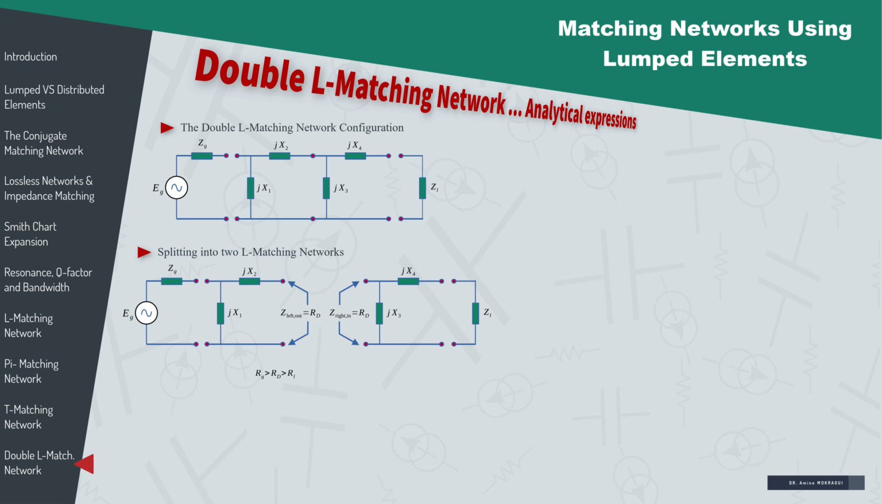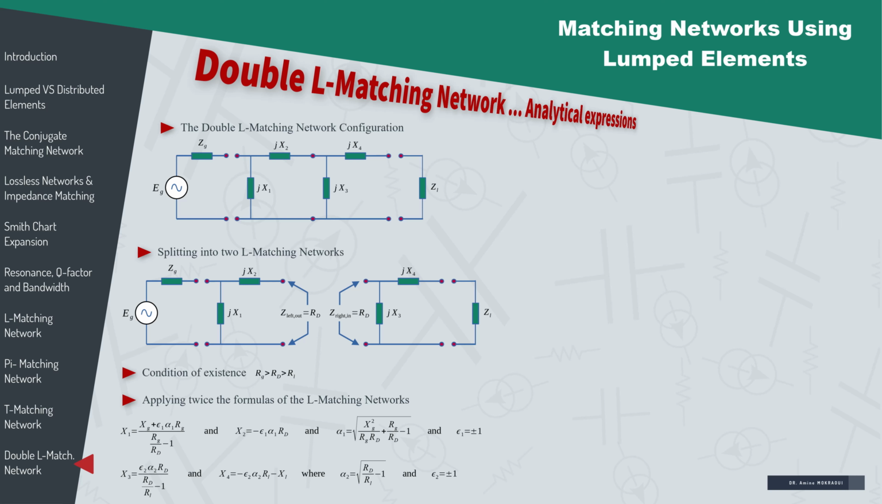In the following figure, the right subcircuit will convert ZL to RD, while the left one will convert RD to ZG. From the equations derived for the L matching circuits, we deduce that the subcircuits can exist if RG is greater than RD, which must be also greater than RL. Applying twice the formulas of the L matching network provides the expression of the reactances X1, X2, X3, and X4. Once again, 4 matching circuits are possible, and the choice will be based on the desired Q factor and bandwidth.